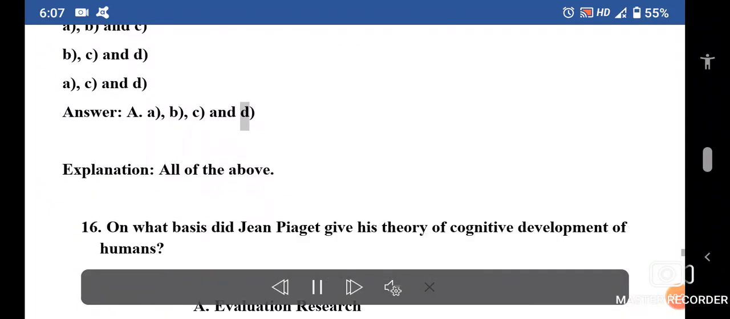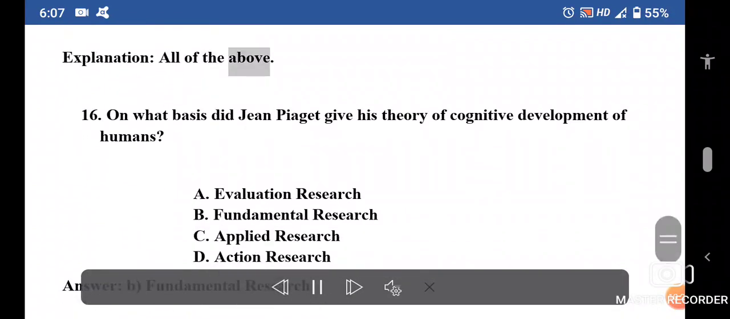A, B, C and D. A, B and C. B, C and D. A, C and D. Answer A, B, C and D. Explanation: all of the above.